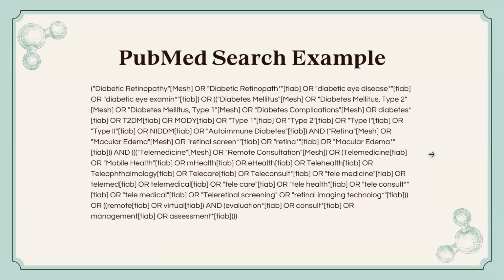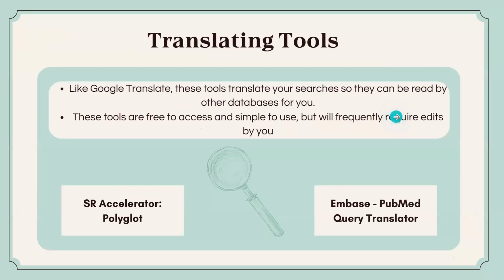Okay, so we're going to use this PubMed search example. This is actually a search I did for a systematic review, and it's available in Search Archive, which is a repository for search strings. This search is about diabetic retinopathy and telehealth and assessment for diabetic retinopathy. So we're going to use this one.